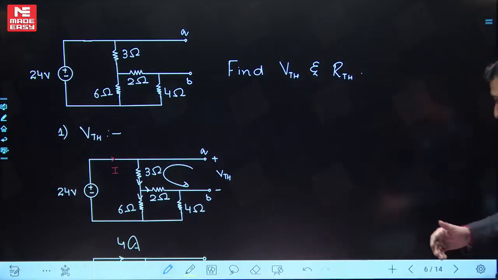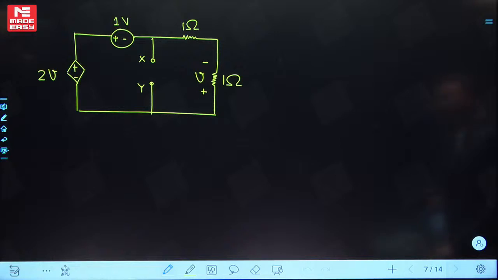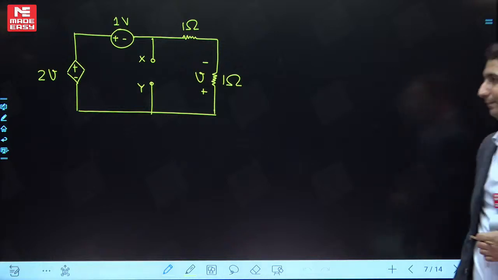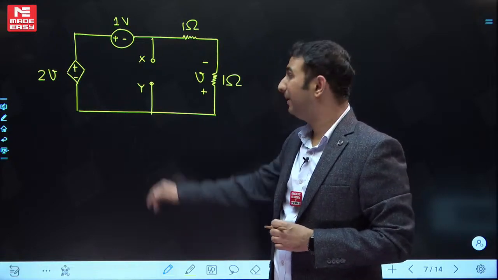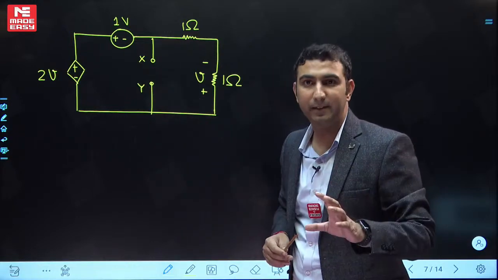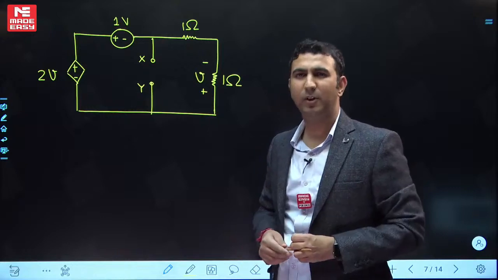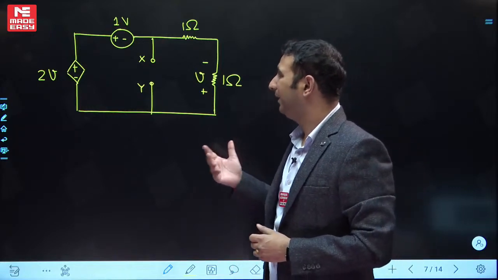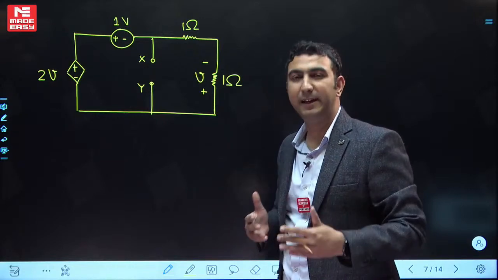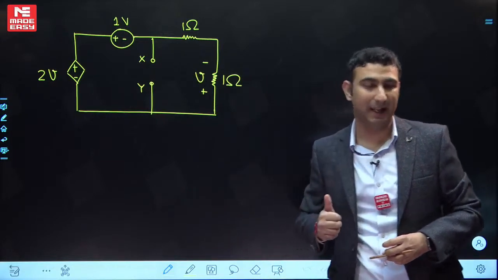So let's move forward. Let's see the next question. You have to find VTH and RTH between the terminals X and Y. Take 30 seconds to calculate RTH. VTH I'll calculate later on. First you go with RTH because I want to show something in this question. Take 30 seconds quickly but solve this question. Only 30 seconds I'll be giving. Try to solve it.